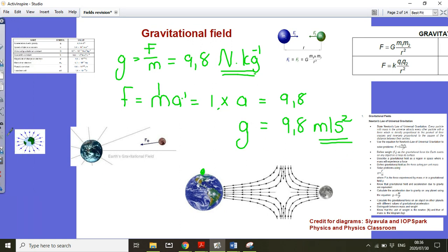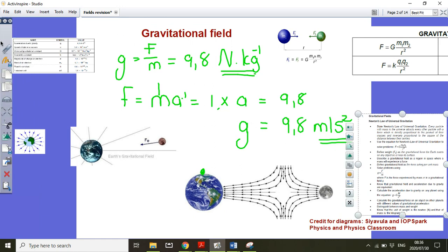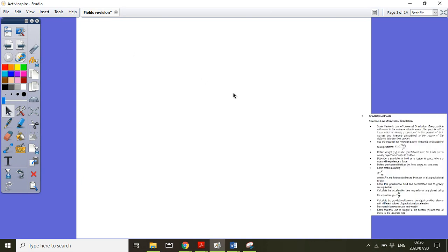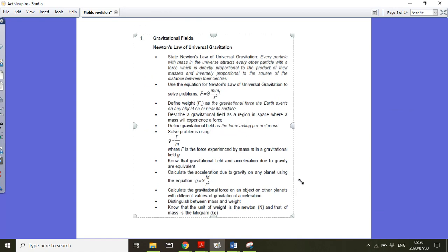So I'm going to just quickly look that we've done everything, and you can see state Newton's law. You're going to use your first equation. Define the weight, you're going to use your second equation, the force per unit charge or per unit mass. And if it's on the earth, it's the earth exerting a force on any object on or near its surface. So that's specific to the earth, but remember it could be for any other planet as well.